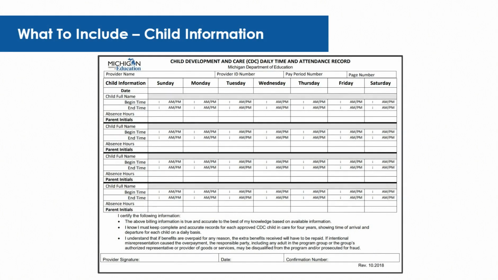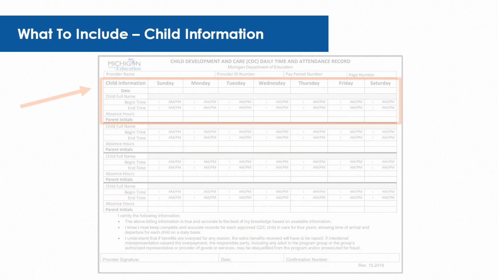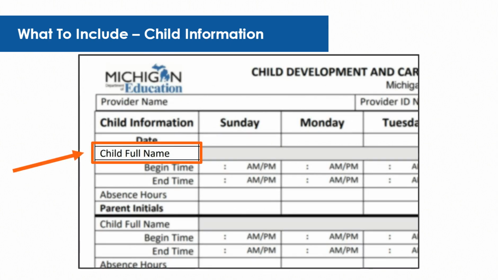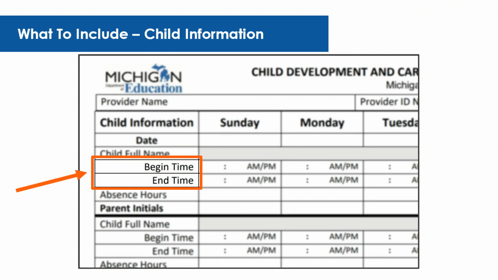Now that you know what time and attendance records are and what they're used for, let's go over what you should have included on your time and attendance records. Let's begin by going over the child information. You should have the full name of each child in your care, the begin and end times of care for each child in your care for each day.